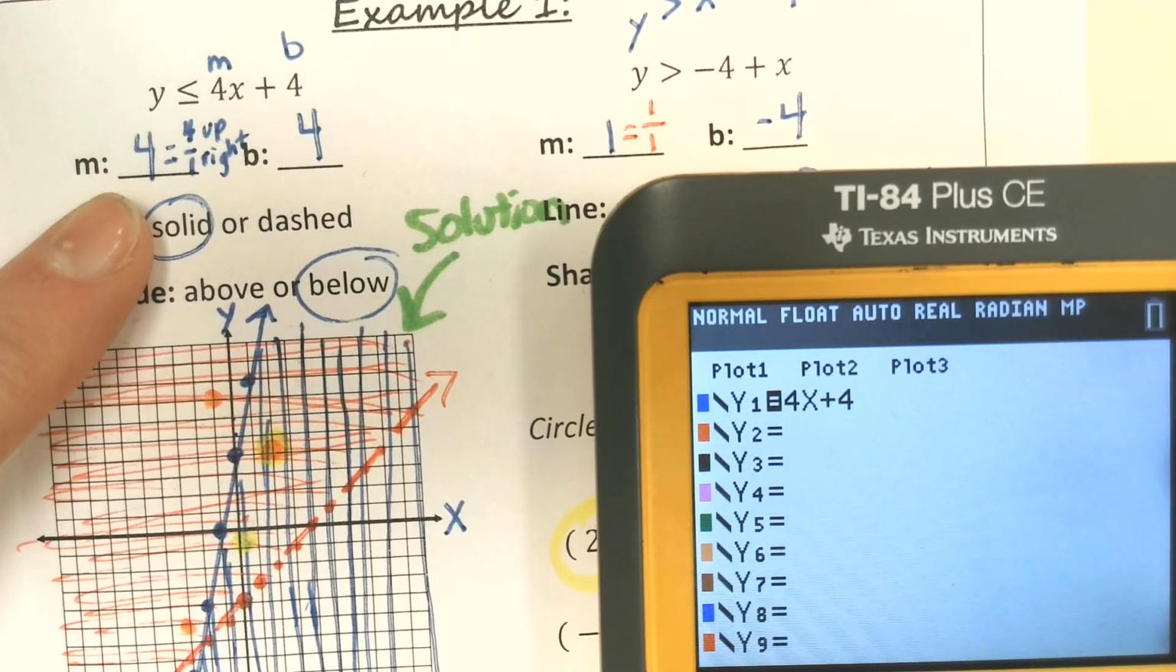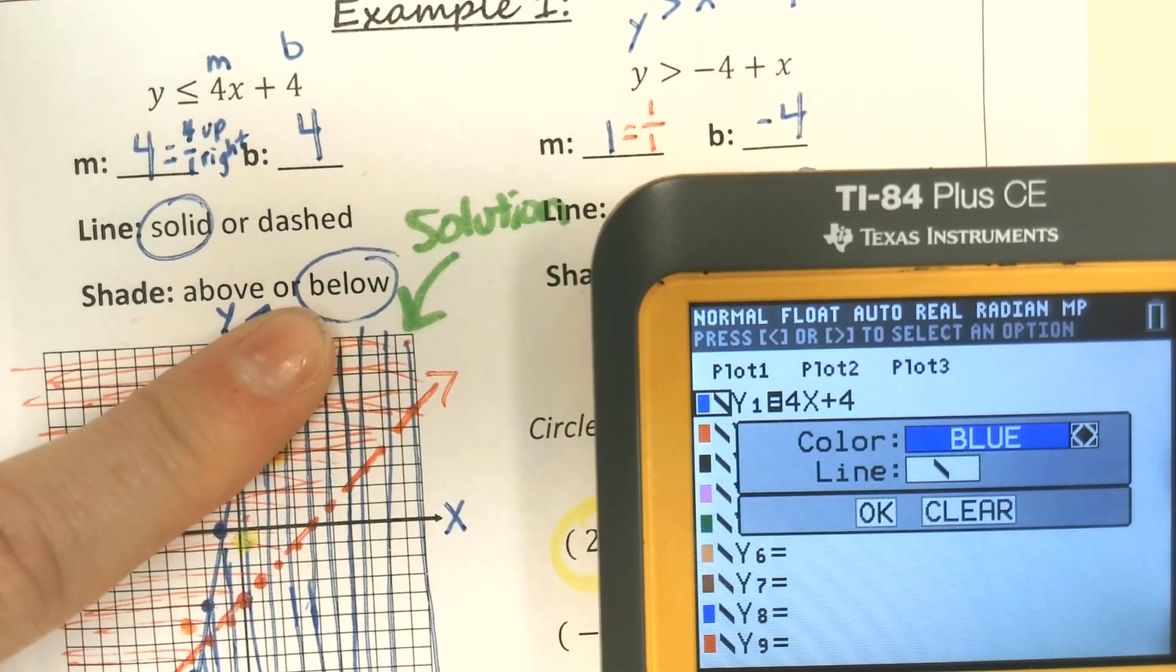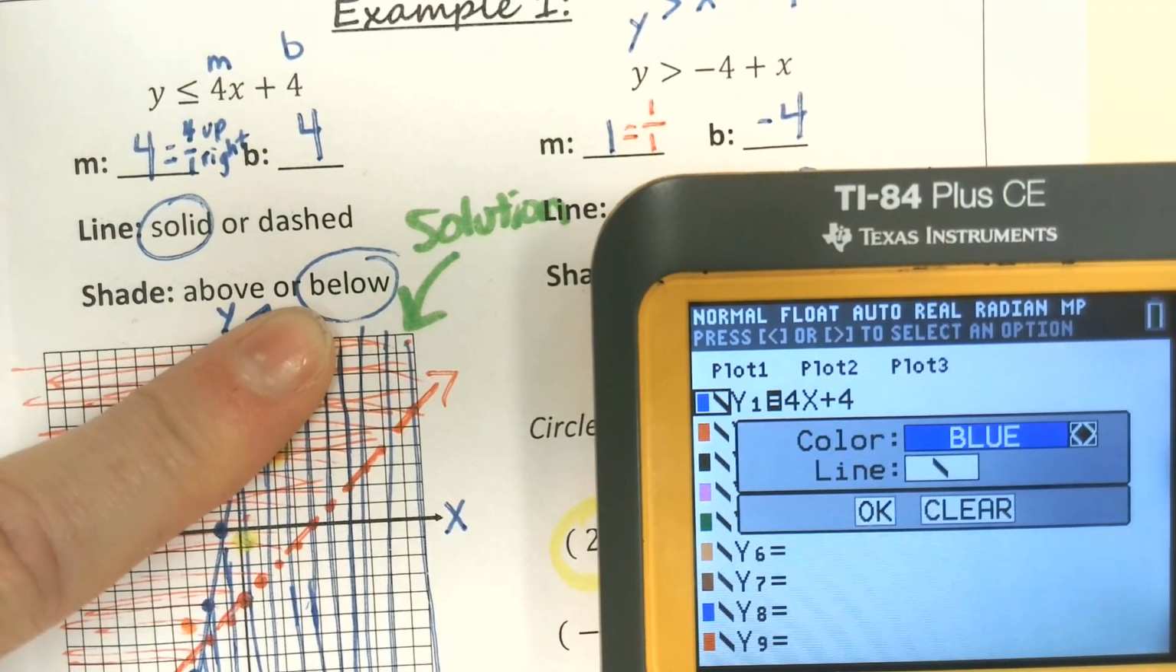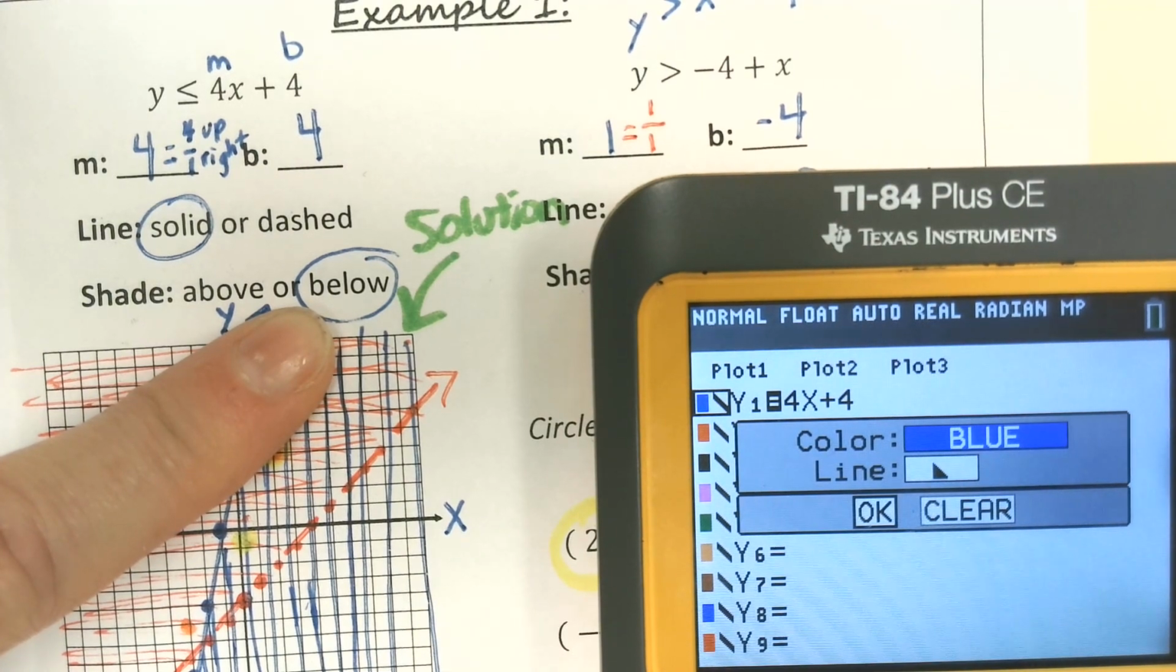But we need to change the shading. Since this is below, we're going to pick that below triangle. So push enter on Y1. Go down to line. Arrow over till you get that below triangle. This is your below triangle. That means it's shading below. It's less than. Then go down and push OK.